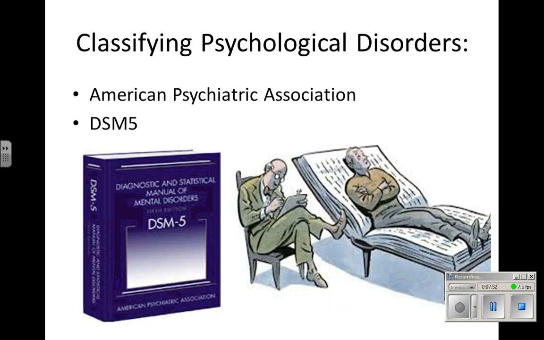Speaking of classifying psychological disorders, there's a book. Your textbook talks about the DSM-4. We now use the DSM-5. The American Psychiatric Association came up with this Diagnostic and Statistical Manual of Mental Disorders. So how each disorder is actually classified is within this book. You can Google it for any disorder that you want, and it's all there.